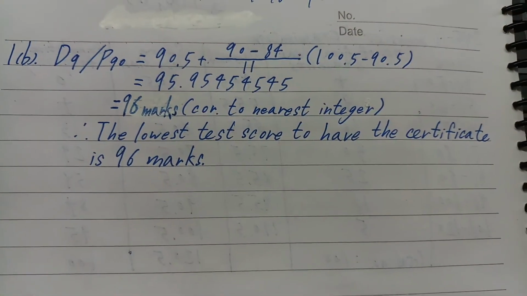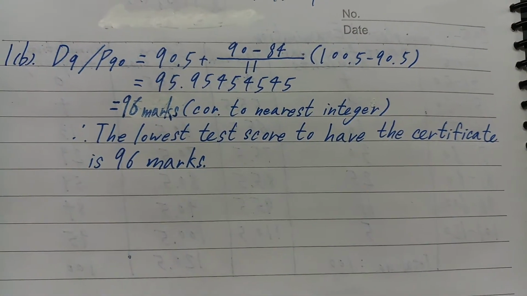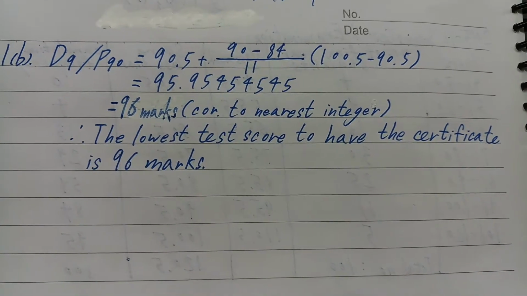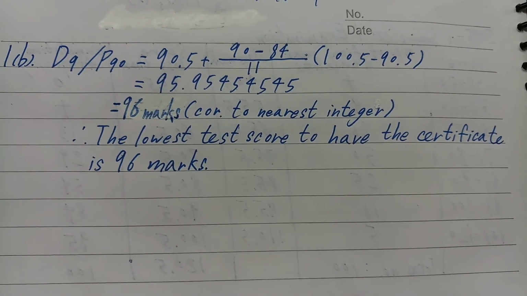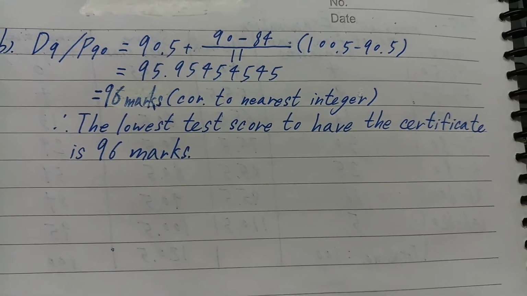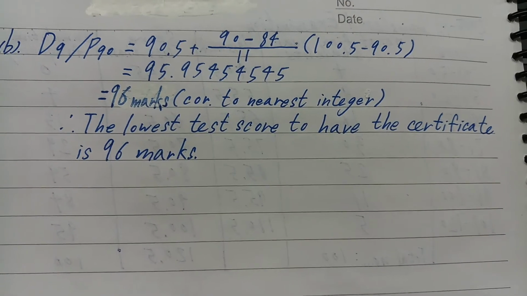And at this point, the main idea is to estimate, so we should take the nearest integer of the answer, and then we will have 96 marks as our answer. And so the lowest test score to have the certificate is 96 marks.